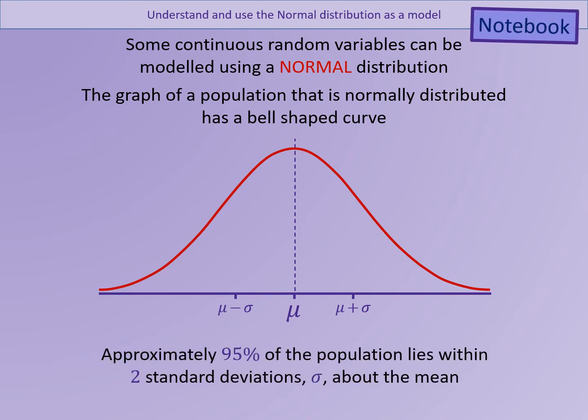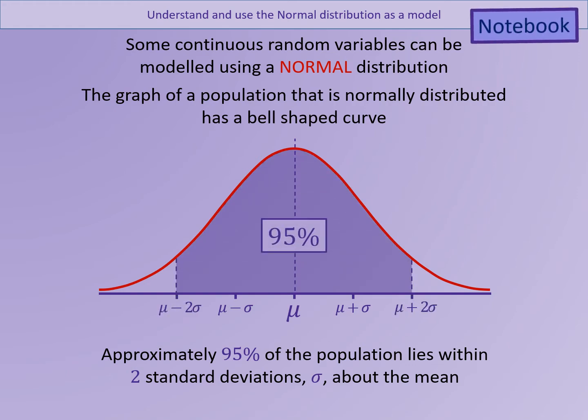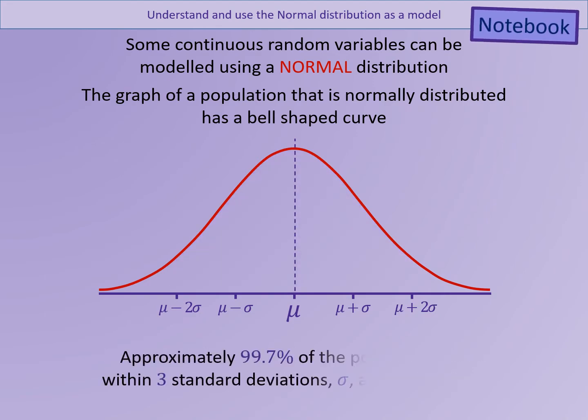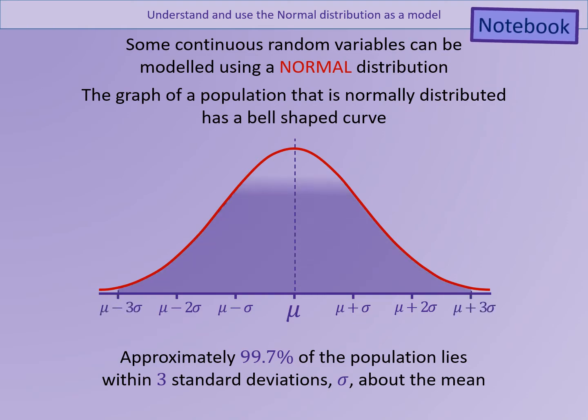Similarly, if we go two standard deviations either side of the mean, so between mu minus 2 sigma and mu plus 2 sigma, we expect to see about 95% of the population lying between those values and only 5% lying outside. If we go 3 standard deviations each side of the mean, the vast majority of the population, 99.7%, is now lying within that range. So to lie more than 3 standard deviations away from the mean, a data point would be a real outlier.